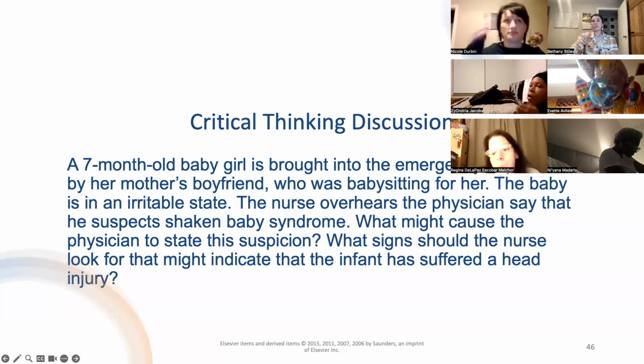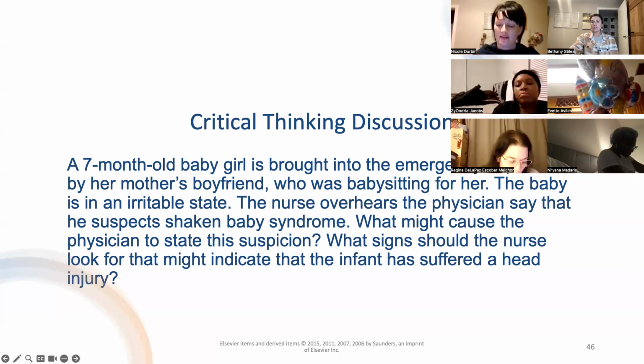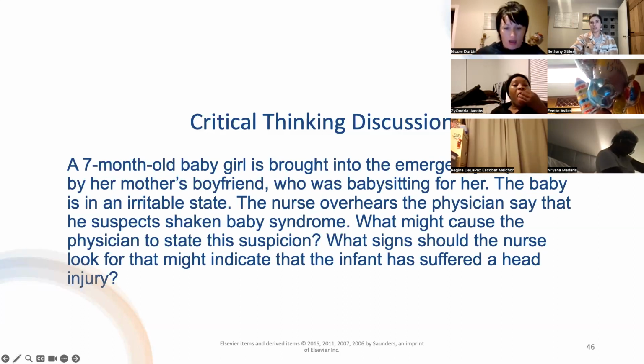What things do we need to monitor for that would tell us that the child's condition is worsening? Loss of consciousness. Yep. Convulsions, yep. Vomiting, yep. Swelling of the head. You guys got it. Increased fussiness, any posturing, difficulty breathing, those pupil changes, those are all going to indicate that we have a change in our condition.